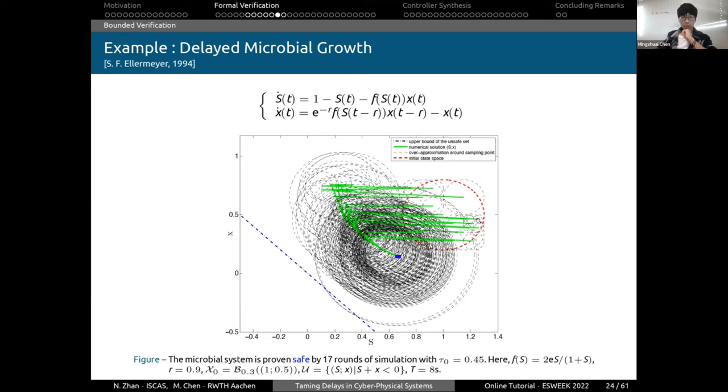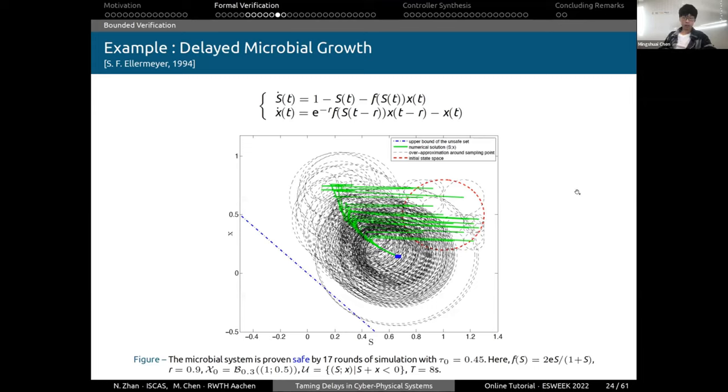This red dashed region is the initial set that we are interested in. And you can see that there are quite some partitions of the initial set. After, let's say, in total 17 rounds of simulation and partitions, we can prove that the system is safe. So no trajectory would ever cross this unsafe barrier. And in fact, you can also see that all the solutions converge to the blue point, which is known as the equilibrium or steady point.